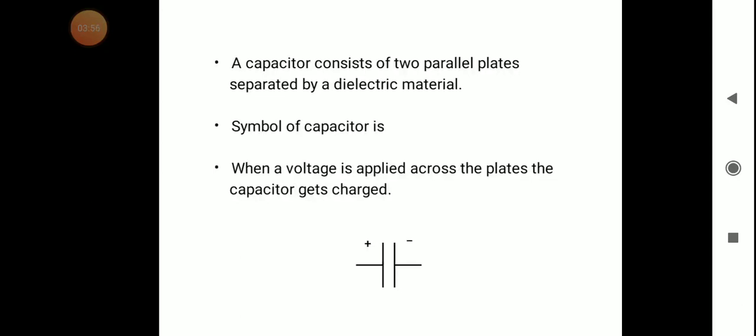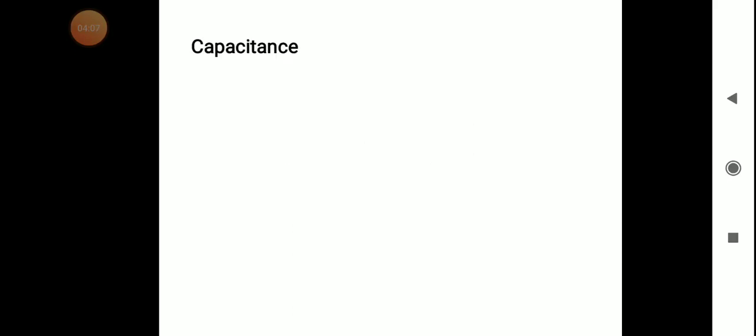The side where the current is entering is given as the positive terminal. The side where the current is leaving is given as the negative terminal.